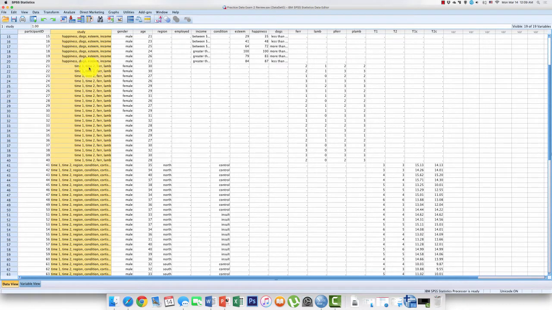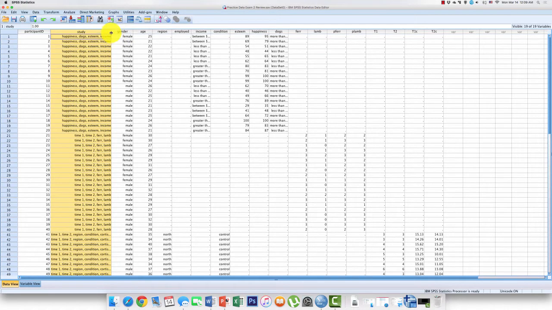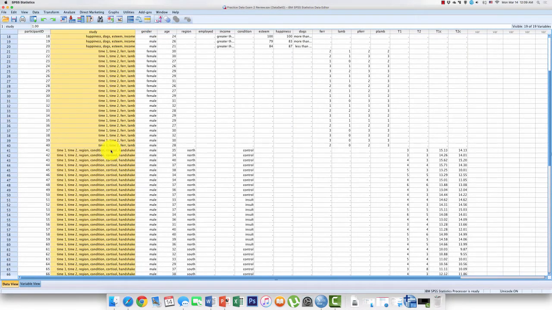Study number 2, we have time 1, time 2, Ferrari and Lamborghini. This time 1 and time 2 correspond to the PFERR variable and the PLAMB variable. And then for the third study, it's time 1, time 2 for handshake firmness, region, condition, and cortisol level. Sorry, this T1 and T2 are for the handshake, and then we have our cortisol time 1, time 2.